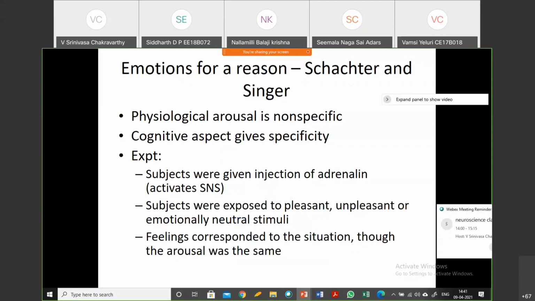So to test that, they did some interesting experiments. In this experiment, the subjects were given an injection of adrenaline. Adrenaline activates your SNS, which is why people say that if you are riding a roller coaster or doing bungee jumping, something very adventurous and exciting, you have this so-called adrenaline rush. Even when you're going on your two-wheeler at a very high speed on a road recklessly, you have this adrenaline rush because it activates your SNS.